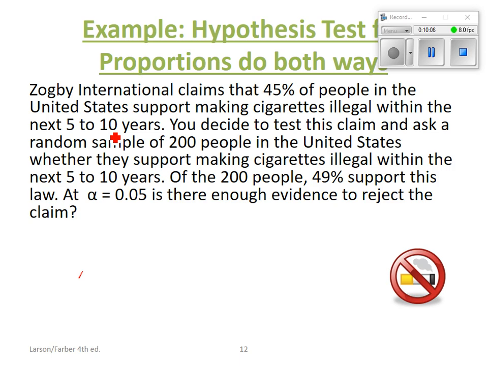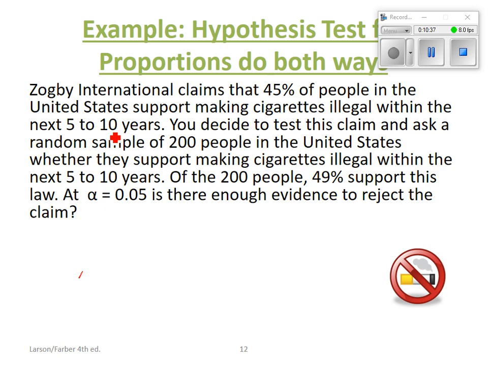Zogby International claims that 45% of the people in the United States support making cigarettes illegal within the next 5 to 10 years. You decide to test the claim and ask a random sample of 200 people in the United States whether they support making cigarettes illegal within the next 5 to 10 years. Of the 200 people, 49% support this law. At a level of significance of 5%, is there enough evidence to reject the claim?